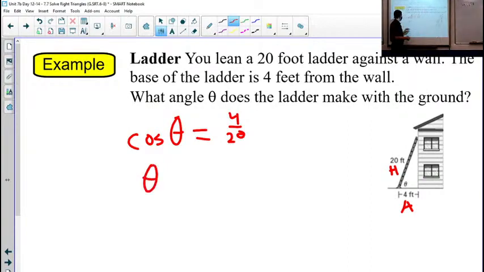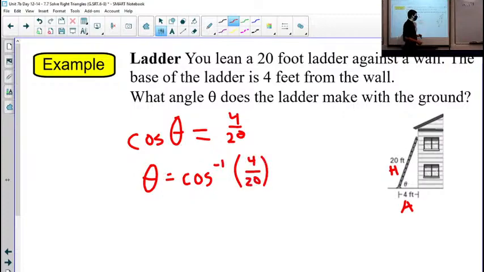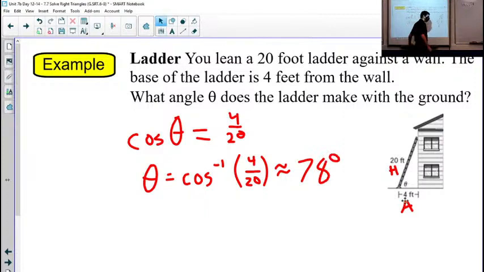So that means we can rewrite theta equaling inverse cosine of my adjacent over hypotenuse. Which, rounding it to the nearest whole number, I have it here somewhere. There it is. 78.46, so that's going to round down to 78. That should all be reviewing what we did yesterday.